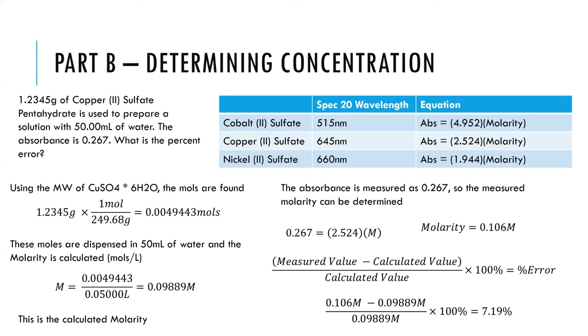These moles are dispersed throughout a total volume of 50 milliliters. So you can determine the molarity of your solution, 0.09889 molar, very close to 0.1. This would be the calculated molarity. This is the theoretical maximum molarity of this particular solution. But in the lab, it's telling you the measured absorbance is 0.267.